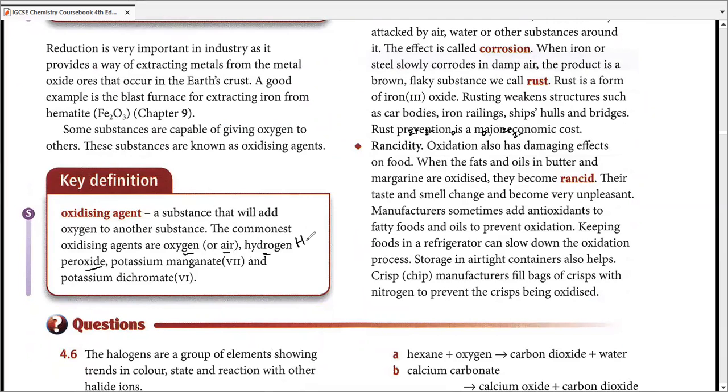The formula for hydrogen peroxide is H2O2. Potassium manganate 7, the formula for this one is KMnO4. Potassium dichromate 6, the formula for this one is K2Cr2O7. I would really like you to write all the formulas plus add to the list reactive nonmetals. Reactive nonmetals are very good oxidizing agents since they love to oxidize others and get themselves reduced.